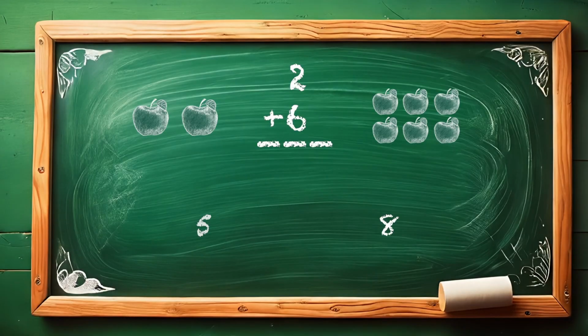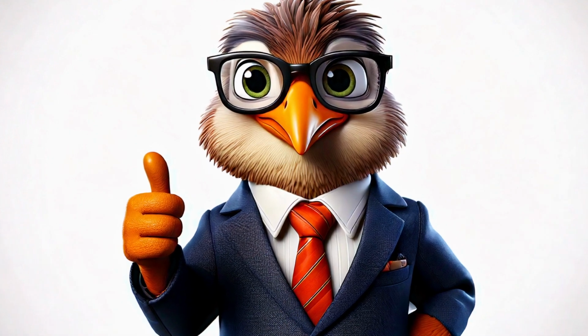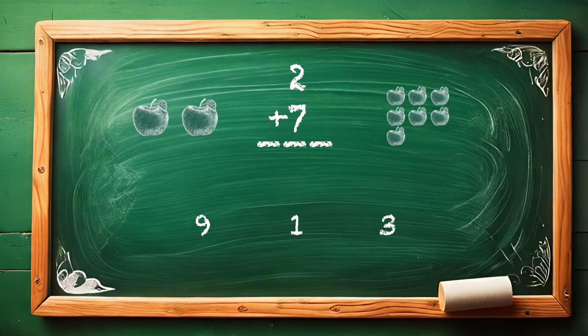If you have 2 apples plus 6 apples, do you have 5 apples, 3 apples, or 8 apples in total? 2 plus 6 equals 8. If you have 2 apples plus 7 apples, do you have 9 apples, 1 apple, or 3 apples in total? 2 plus 7 equals 9.